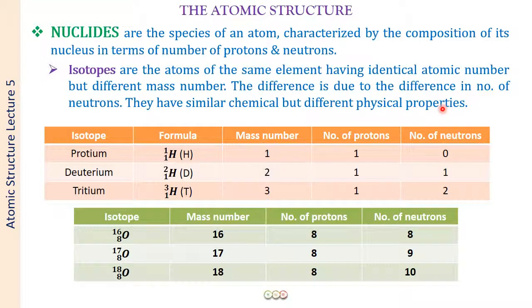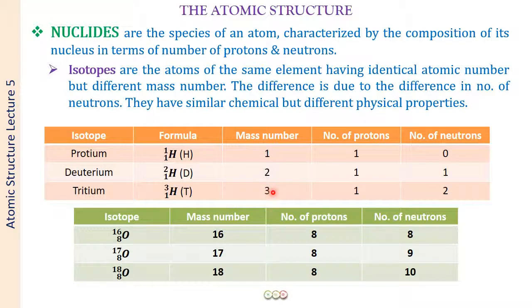And because the chemical properties of an element depend upon the atomic number, they have similar chemical but different physical properties. Okay, so we have an example of the isotopes of hydrogen. We have the first isotope protium, which has the formula H11. The mass number is 1, the number of protons is 1, and the mass number minus the number of protons gives the number of neutrons, which is 0. Then we have the other isotope, deuterium, which is H12, denoted by the symbol D. It has mass number 2, atomic number 1, and the number of neutrons is 1.